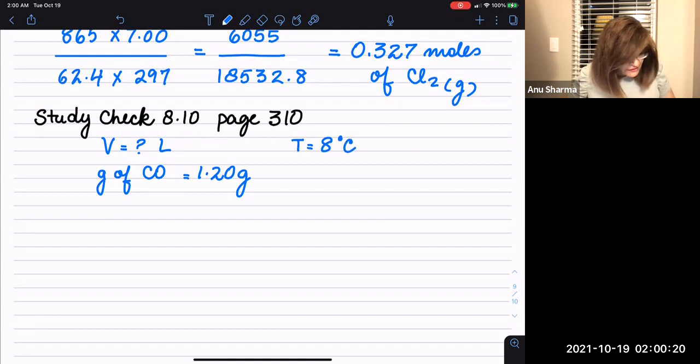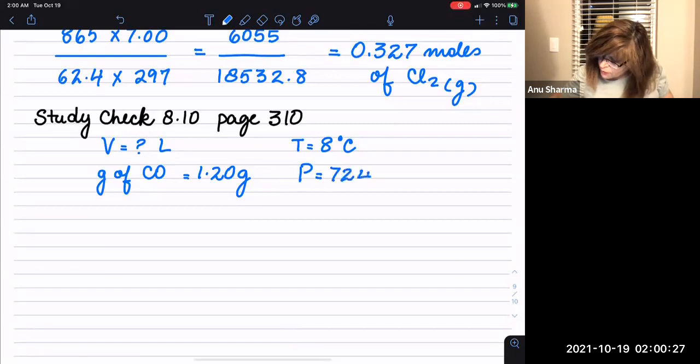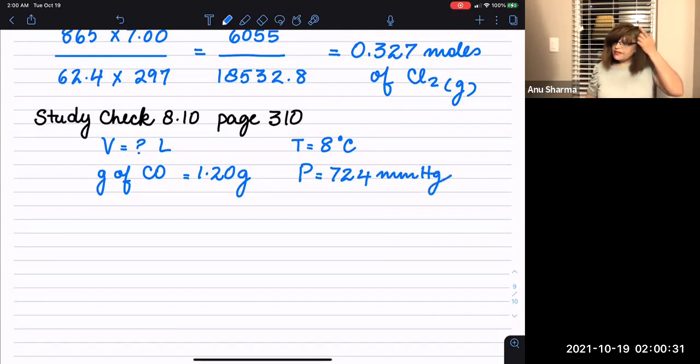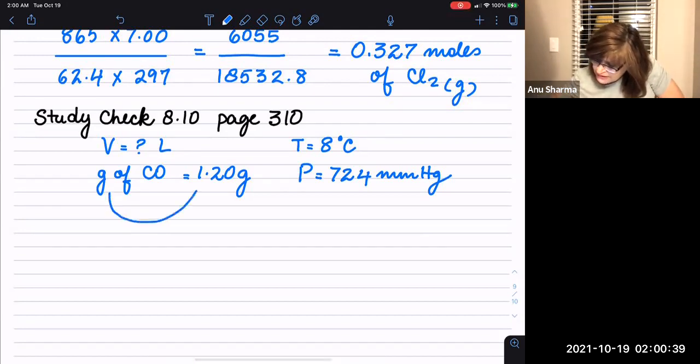Okay, the pressure given is 724 millimeters of mercury. Now here we have the volume we need to find, but the grams of CO2, we need to convert them to moles. So convert, that's the first thing.